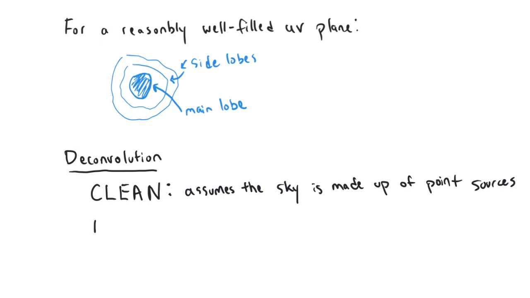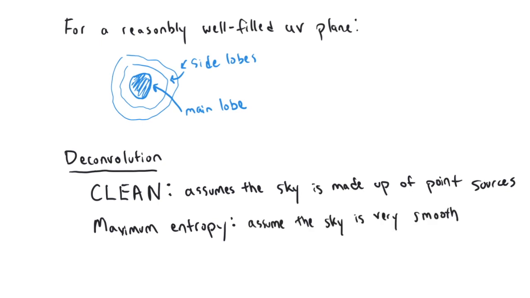The other approach goes by the name of maximum entropy, and maximum entropy approaches assume that the sky is smooth, so sort of the opposite of CLEAN. Maximum entropy has a nice mathematical foundation, it's well understood, but in practice, tends not to work quite as well as CLEAN. And so even though CLEAN, again, is an iterative algorithm, it's nonlinear, there's not a real great understanding of its error properties, it's the one that's most commonly used because it makes images that look pretty good.